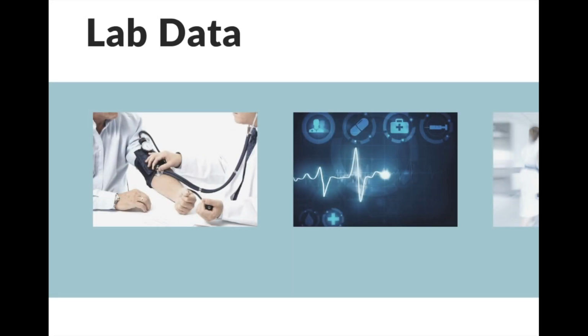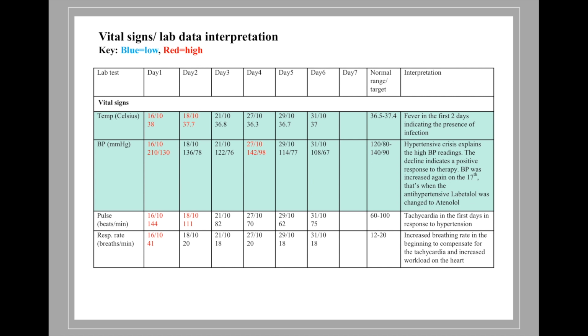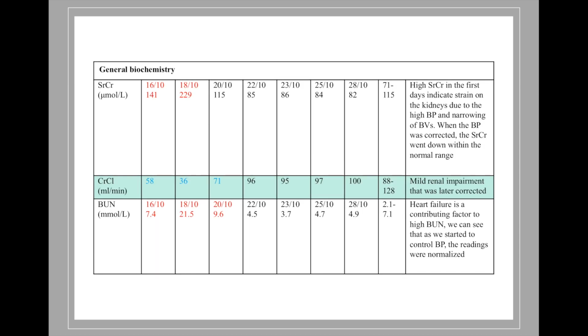Now we go to the lab data of the patient, and the first one would be the vital signs. Now here I would like to ask myself one major question. Did we resolve the chief complaint? What was the chief complaint? Mild fever and hypertensive crisis. So we look at the temperature and blood pressure. As you can see, they were high a couple of days, and then they started to resolve. The fever went down, meaning that the infection was resolving, and the blood pressure also went down, meaning that the patient was responding to the therapy.